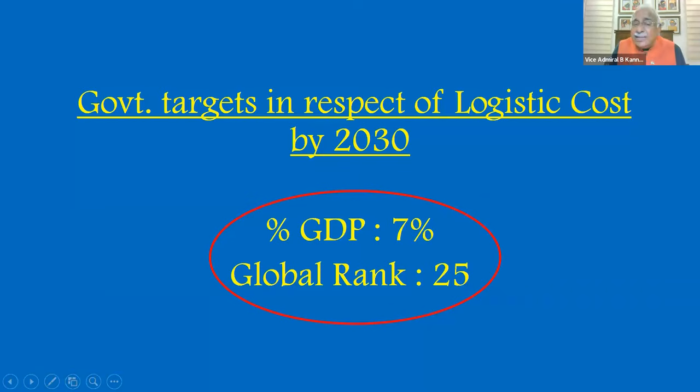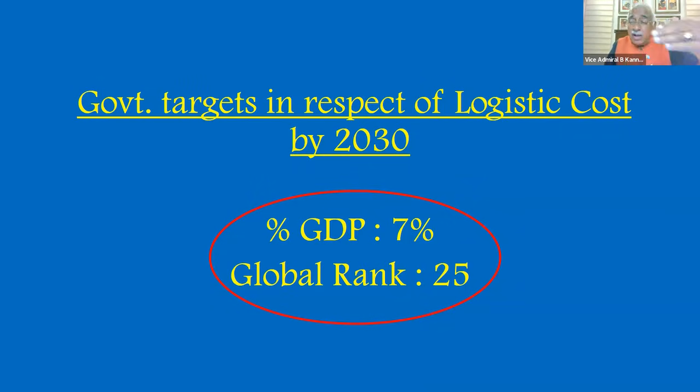So what is India's target? We want to come to 7% of GDP. 7% only is where we should be on logistic cost. We would have moved closer to Singapore, China, USA, and Europe as well. And we should be able to come to a global rank of 25. This is what the government is planning by 2030, by when they expect railways to enhance their freight.